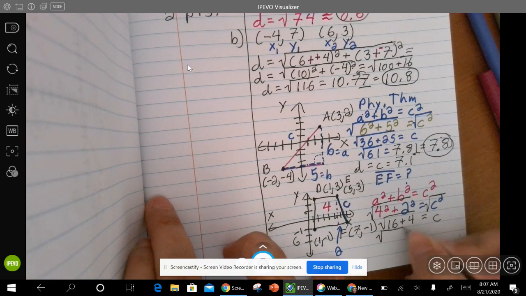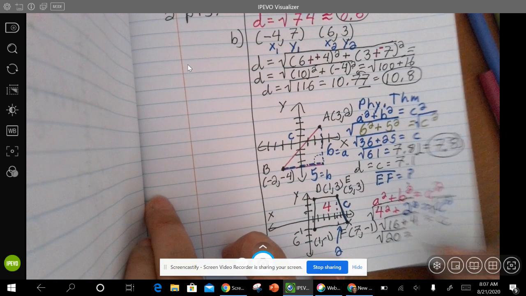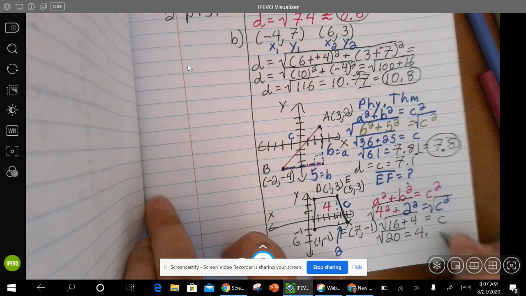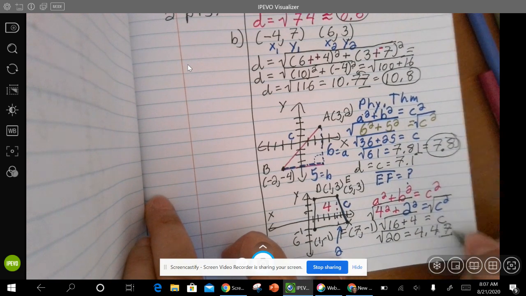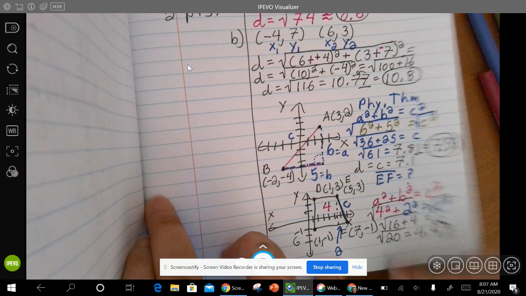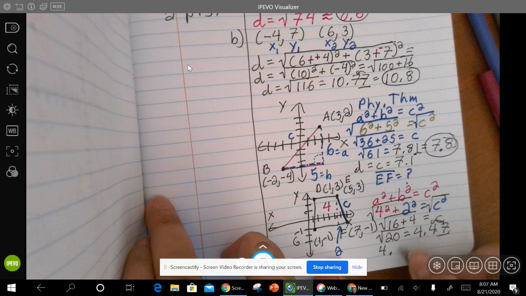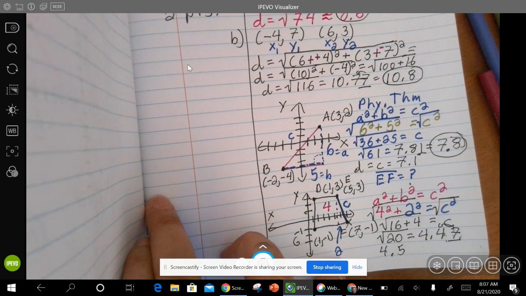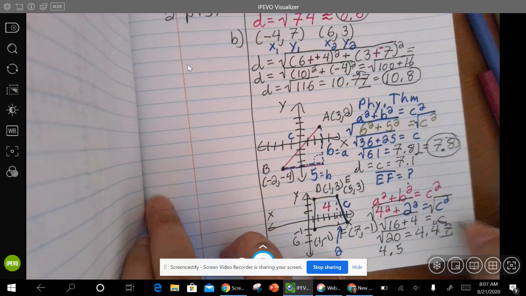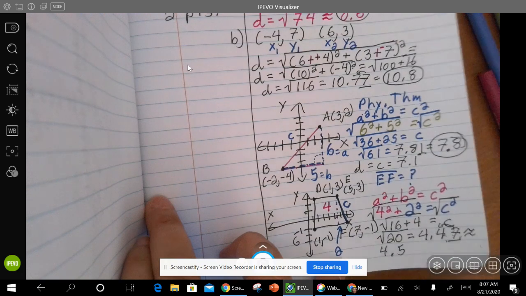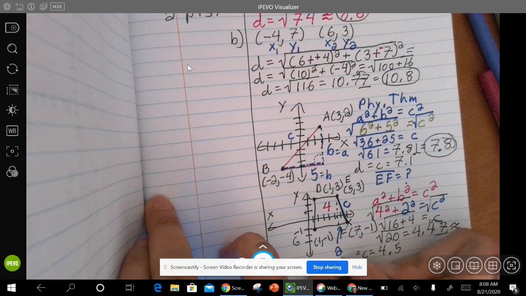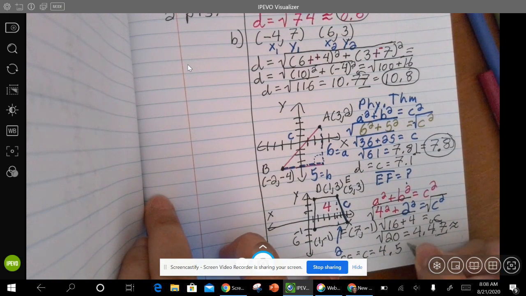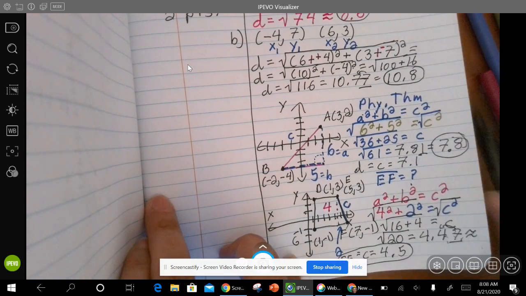It's going to be 20. Square root of 20, everybody, is 4.47. 7 is 5 and up, so it rounded up. So we're going to round it up, everybody, to 4 and 5 tenths. Okay. So it's equal to approximately 4.5. And then that would be our C. That is our length of EF. Everybody, you got this.